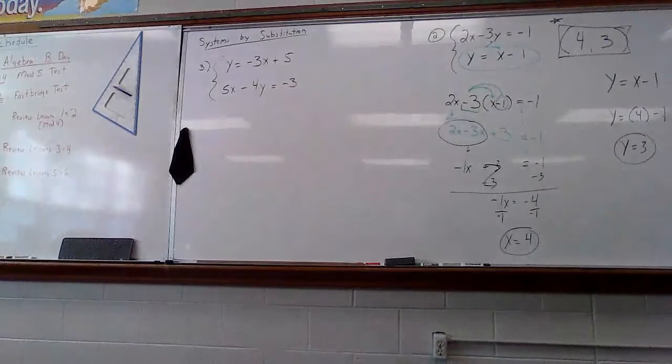See what you did. So 5x, this is y. So it's going in for y, not x. Okay? Because it's y is. Does that make sense? Mm-hmm. Okay.